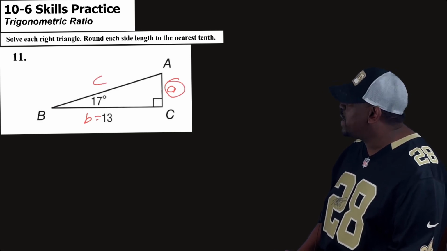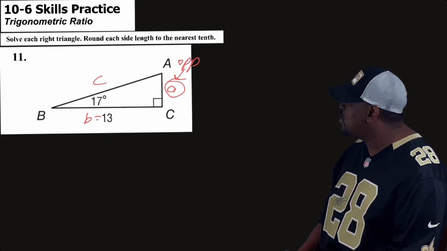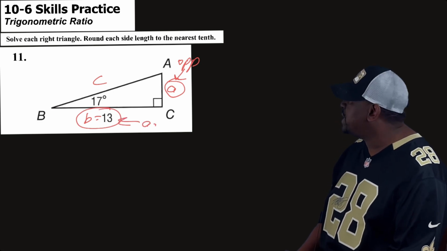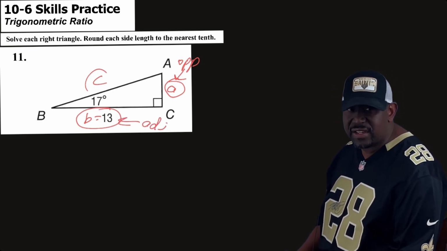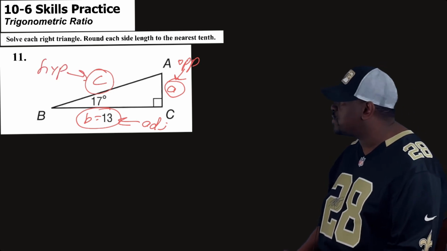So we label the given side, 13, as B. We're looking for A, which is opposite the 17 degrees. We want to label that. The B term would be the adjacent side. And the C term, since it's the longest side, is the hypotenuse.